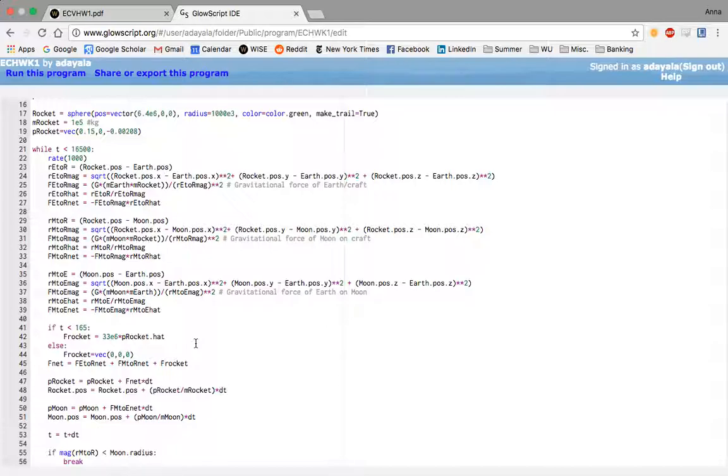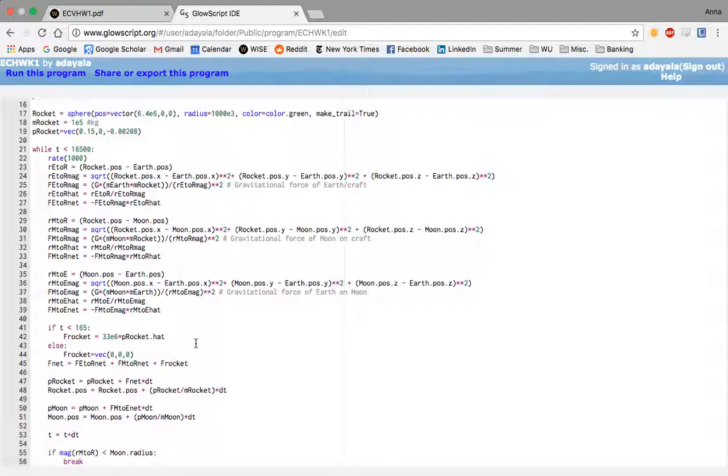So the next thing that I did was update the position of my rocket, and since my Moon was also moving, I had to update the position of my Moon. In order to update the position of both of these objects, I took the initial momentum and then I added that to the net force. In the case of the rocket, it was the force of the Earth on the rocket, the Moon on the rocket, and the thrust of the rocket, and then I multiplied that by dt. In the case of the Moon, I was just looking at the force of the Earth on the Moon and multiplying that by dt.